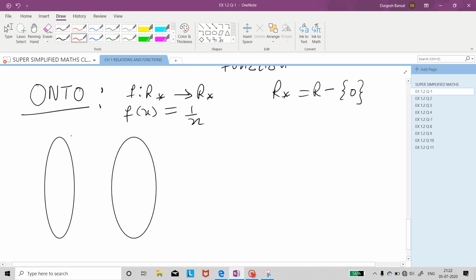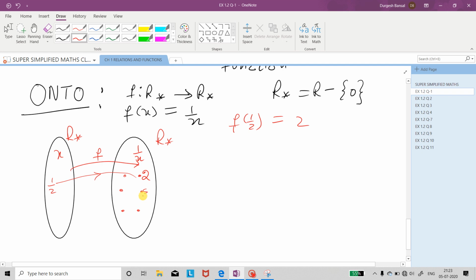So let both the sets, both the ovals, represent R star, and f is a function which is giving you the reciprocal of itself. So now you see that to prove a function to be onto, you have to see that every element of the codomain set should have a pre-image. If you take any number, say 2 here, you should have 2 as a reciprocal of some number. Tell me, is 2 the reciprocal of some number? Yes. The pre-image of 2 is going to be 1 by 2, because if you apply function f on 1 by 2, you will get 2.